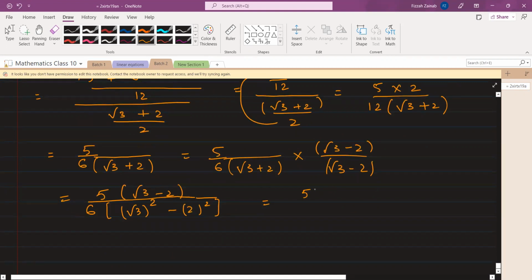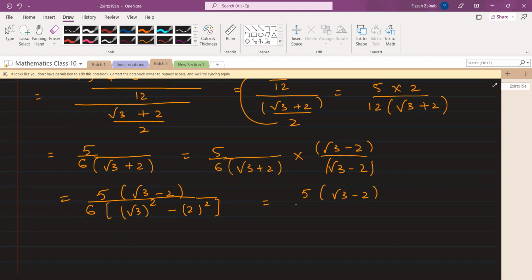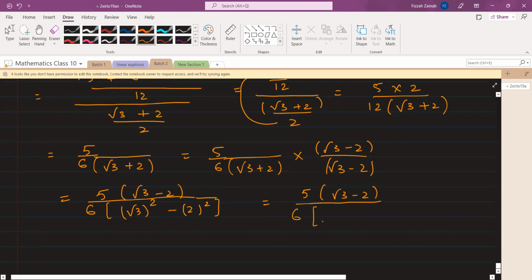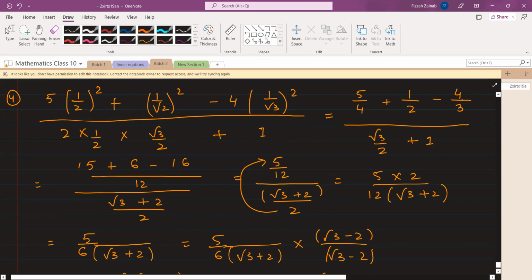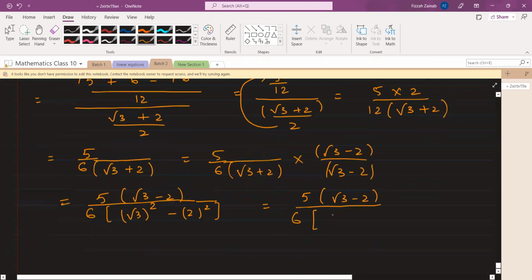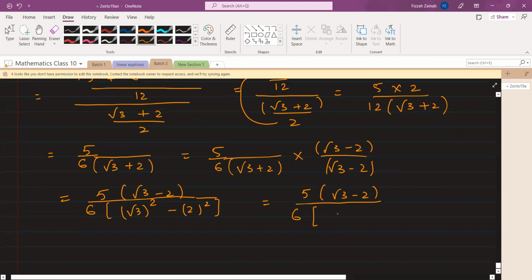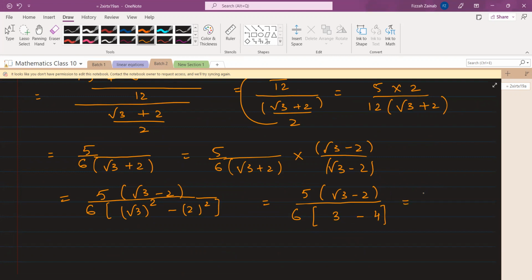Okay, so 5 into root 3 minus 2 and then divided by 6. How did we get divided by 12? 12 was the LCM, isn't it? The LCM of 4, 2 and 3 was 12. Okay. So here it is root 3 into root 3 is 3, minus 2 into 2 is 4, right? So you get 5 into root 3 minus 2 divided by 6 into minus 1, right?